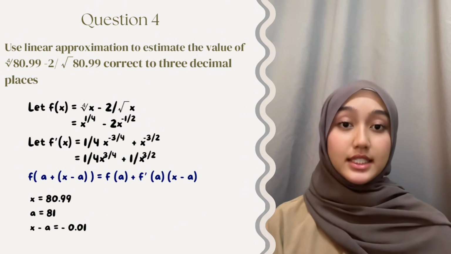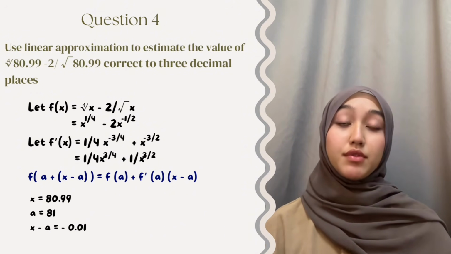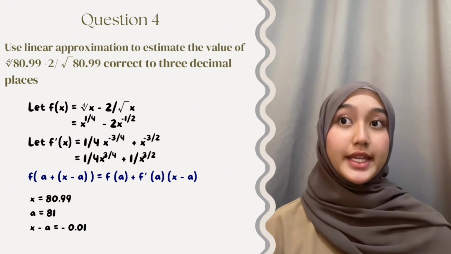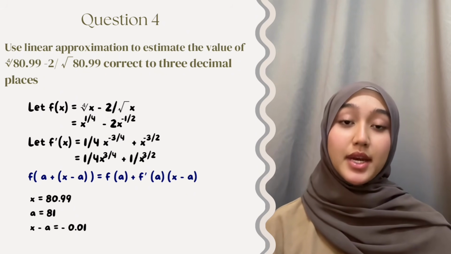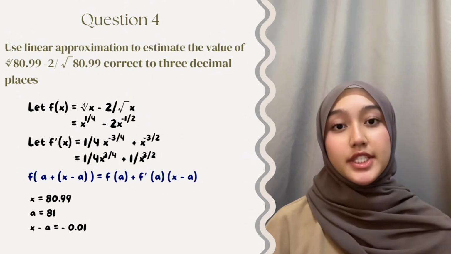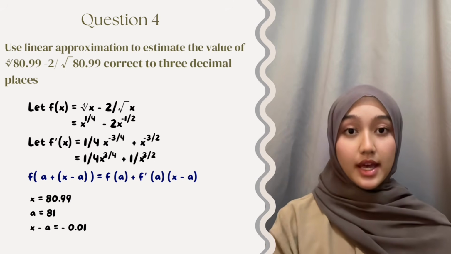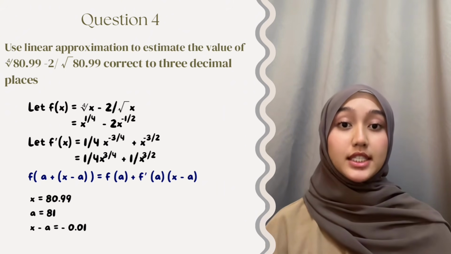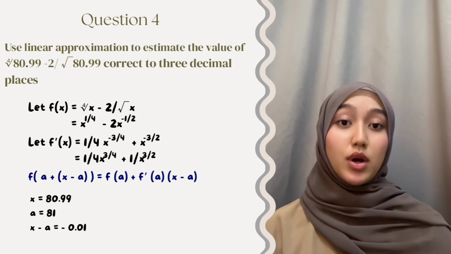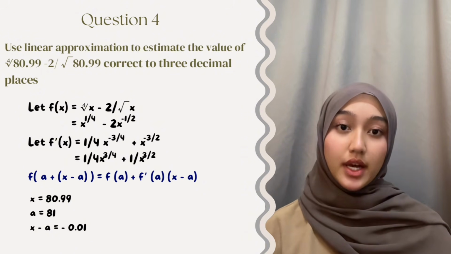The question asks us to use linear approximation to estimate the value of the fourth root of 80.99 minus 2 divided by the square root of 80.99, and correct the answer to 3 decimal places. So first, let's define and simplify f(x), which becomes f(x) equals x to the power of 1/4 minus 2x to the power of negative 1/2.